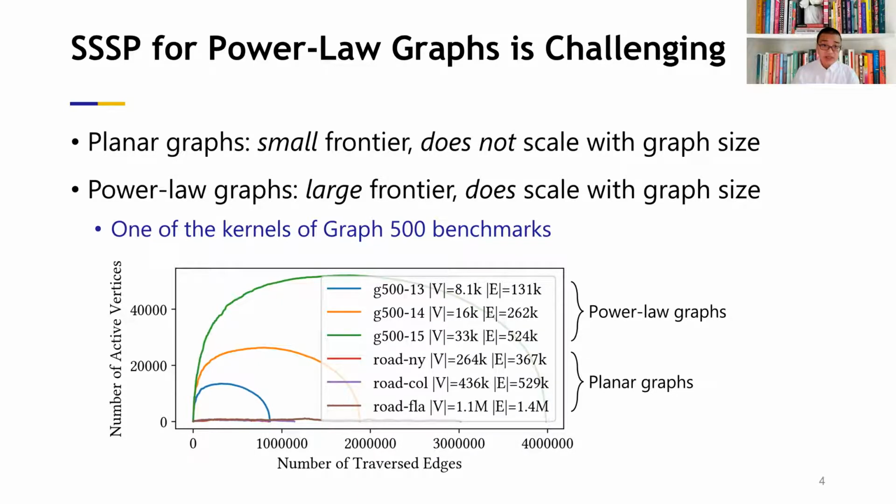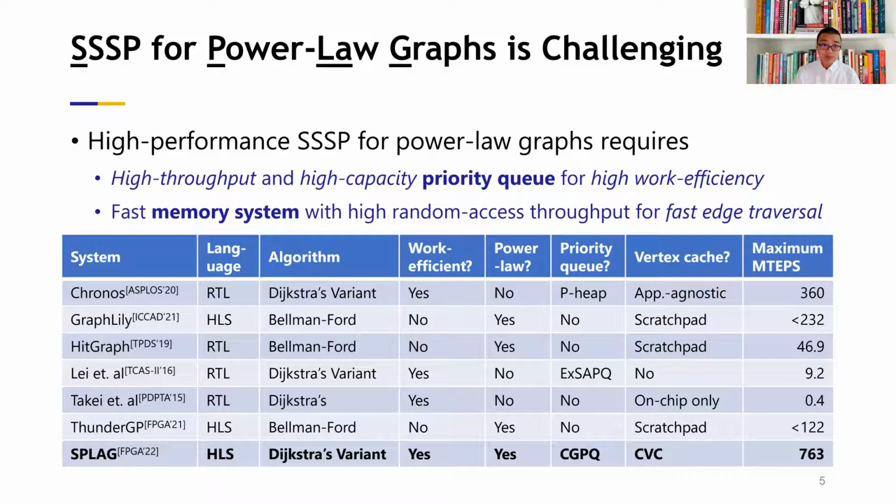The problem is that it is hard to create priority queues with a large capacity. This may be okay for planar graphs because their frontier is small and it does not scale with graph size. However, for power law graphs of similar sizes, their required frontier sizes are much larger than planar graphs. Even worse, the frontier size increases when the graph size increases. Meanwhile, many real-world graphs have very skewed degree distribution and have the same properties as power law graphs. The Graph 500 benchmark for SSSP also uses power law graphs. In summary, accelerating SSSP for power law graphs is challenging.